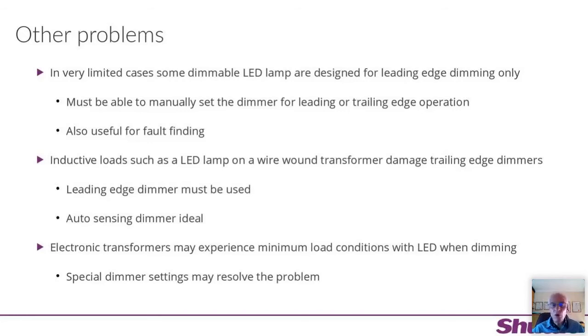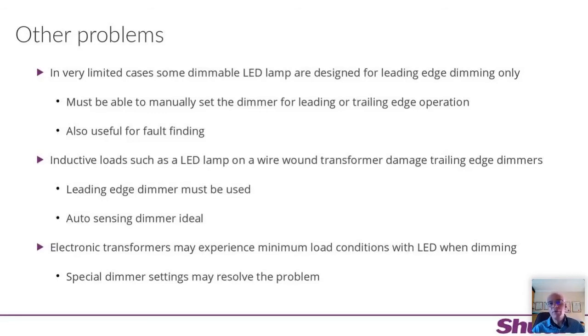We see that problem quite a lot in South Africa, especially in the Cape Province, where there's a lot of retrofitting from the old halogen installations. People just plug their old halogen lamp out, plug their LED lamp in, and it's on a dimmer, and the dimmer simply pops. So it's ideal that you use a dimmer which actually does auto sensing. And fortunately, if you use the Shuttle dimmer, it automatically senses the load and will switch seamlessly into a leading edge mode control for you.